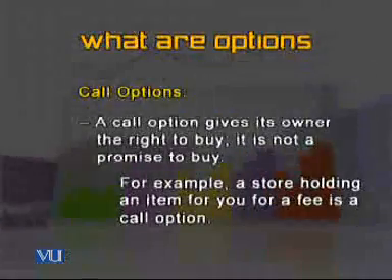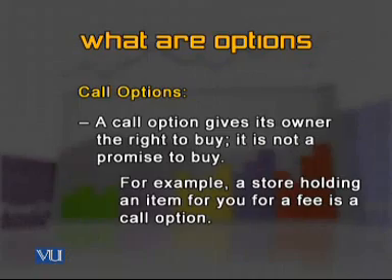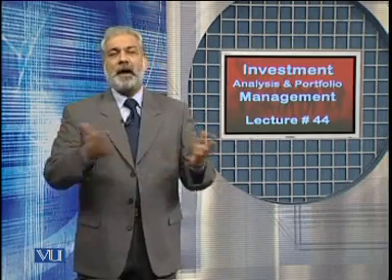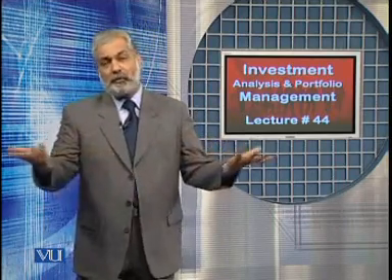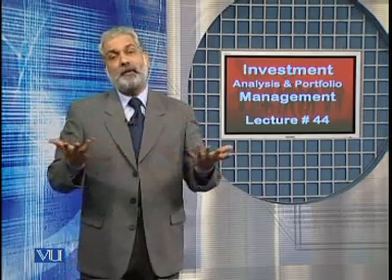It's a right. For example, a store holding an item for you for a fee is called an option. You've gone to a shop, you liked something, and you put down some earnest money that you'll be back to collect the product and put in the rest of the money. You may not go back. In that case, you relinquish the amount that you'd given to the shopkeeper, and then he's not bound as well. It's an option that you can use or exercise.